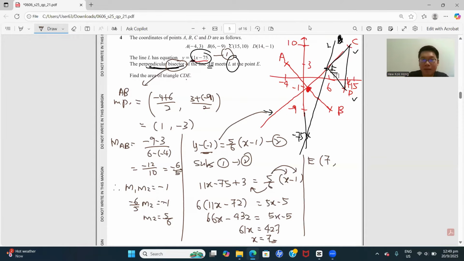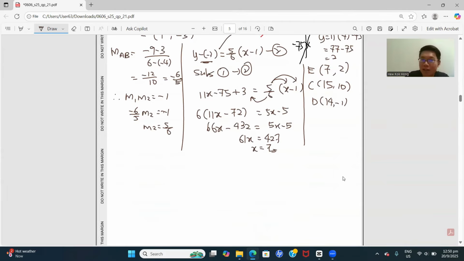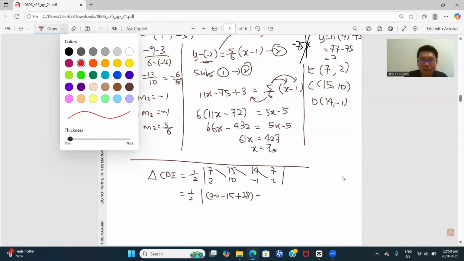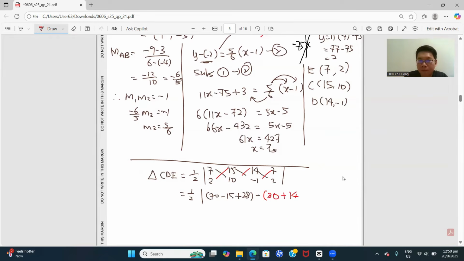X value is 7. Then for the Y value, we just substitute into any of the equations. After I know my E, we can form the triangle CDE. It does not form any perpendicular line, so we use this XY, second XY, third XY, and repeat the first XY. Go down, go down, go down: 70 minus 15 plus 28, minus the other direction, go up, go up, go up. So the area of this triangle is just 40.